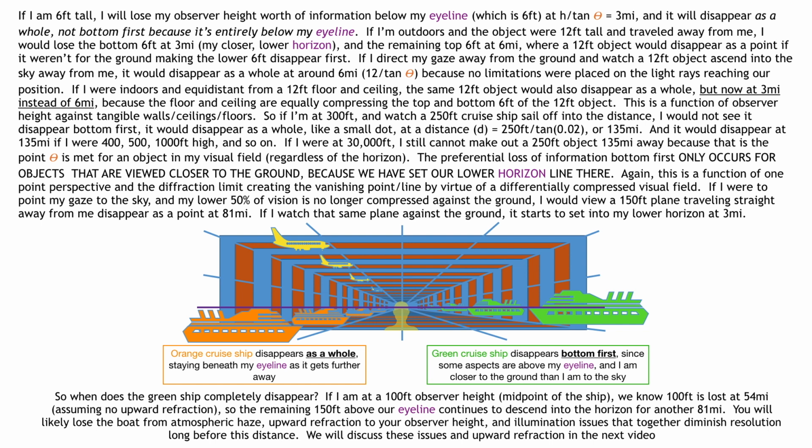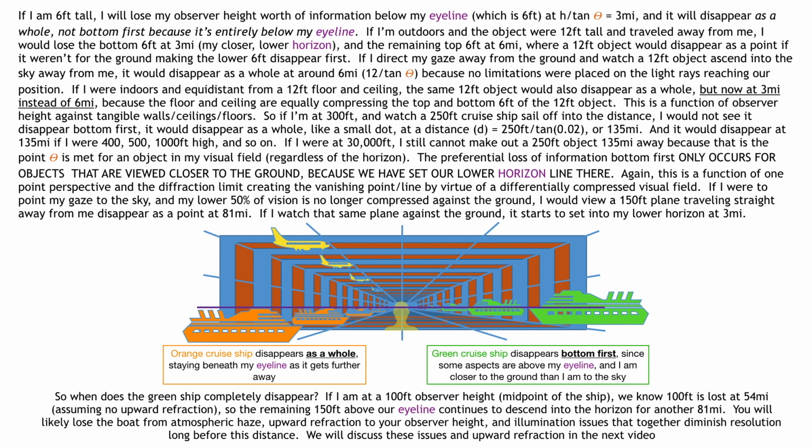So let's go into this a little bit more. If I am 6 feet tall, I will lose my observer height worth of information below my eye line, which is 6 feet, at h divided by tan theta, or 3 miles. It will disappear as a whole, not bottom first, because it's entirely below my eye line. If I'm outdoors and the object were 12 feet tall and traveled away from me, I would lose the bottom 6 feet at 3 miles, which is my closer lower horizon, and the remaining 6 feet at 6 miles, where a 12-foot object would disappear as a point if it weren't for the ground making the lower 6 feet disappear first.